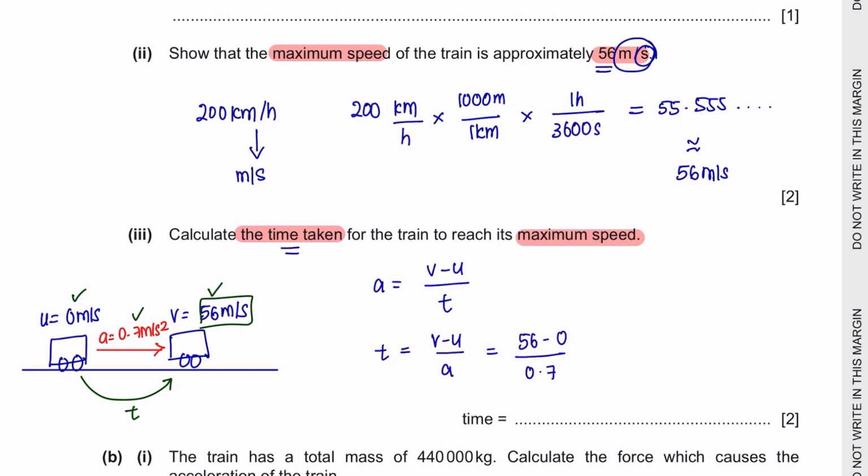Just pay attention here that we are going to use 56 meters per second as our final velocity instead of 200 kilometers per hour, because the acceleration here is given in meters and seconds. Hence, we're going to use the velocity in meters and seconds as well. Just put the values in your calculator and you will get a time of 80. The unit for the time would be seconds.